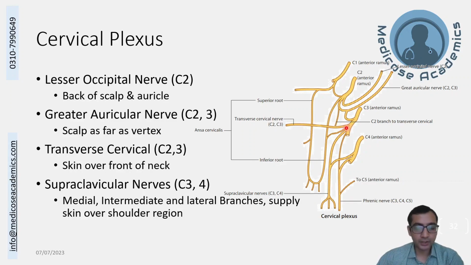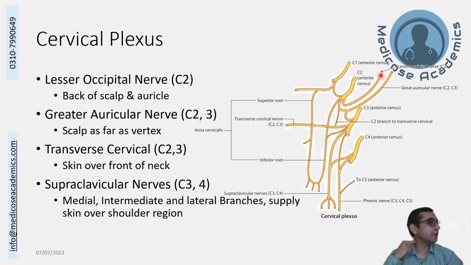And then we are left with what? The nerves that are going in the upward direction. These are two: lesser occipital and greater auricular. The lesser occipital is the one that emerges from the tip of the posterior triangle, and it goes at the back of the ear all the way to this area. So it supplies the skin behind the ear and the skin on the medial aspect of the external pinna.